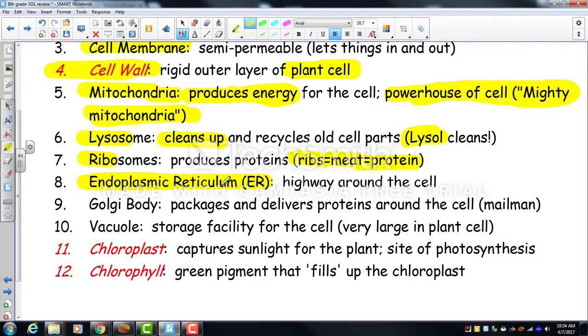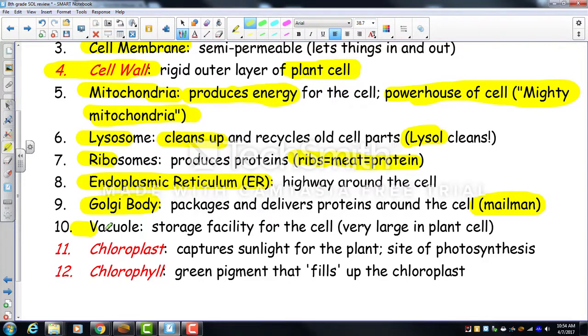And if it is smooth, that means it is ribosome-free. The Golgi body, or the Golgi apparatus, is the mailman of the cell, packages and delivers proteins. I always tell my kids to remember that, they can pretend that their mailman's name is Mr. Golgi. It's kind of one way to remember it.